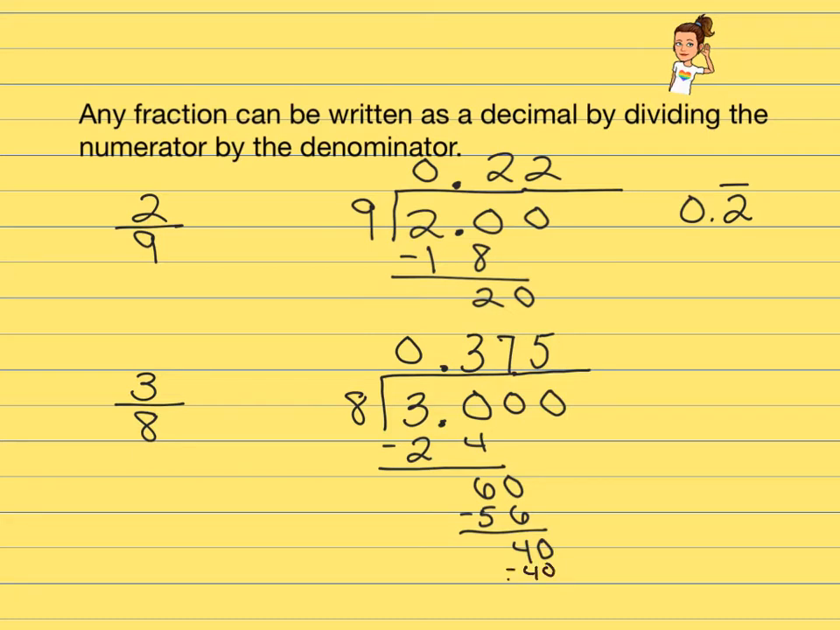When we subtract, there's our 0. Instead of writing that in the answer, we are going to write our terminating decimal without a zero. 0.375, 375 thousandths, with no bar notation.